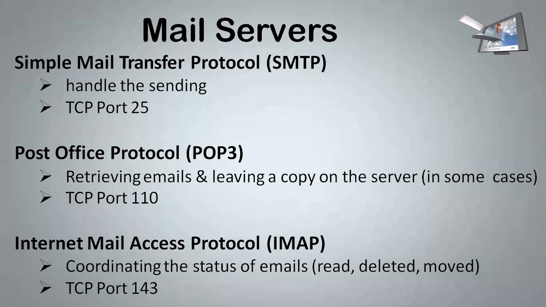So there are different mail servers: POP servers, SMTP servers and IMAP servers. Each has different port addresses, TCP port addresses. The SMTP port address is 25, the POP3 port address is 110, and the IMAP port address is 143. SMTP handles the sending, POP retrieves the emails and in some cases leaves a copy on the server. IMAP coordinates the status of emails, such as read, deleted, moved, or search options. These are done by IMAP.